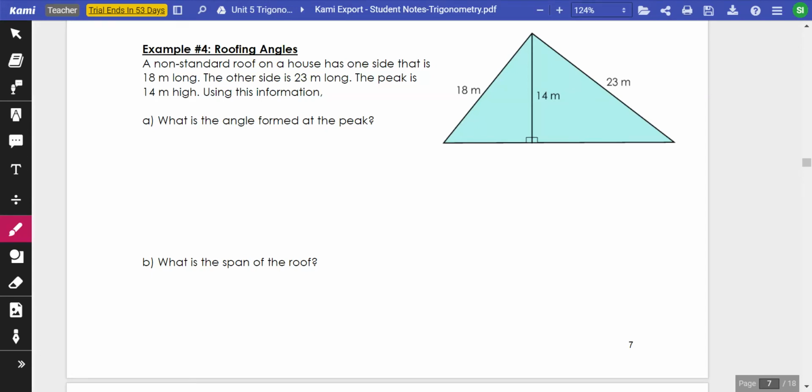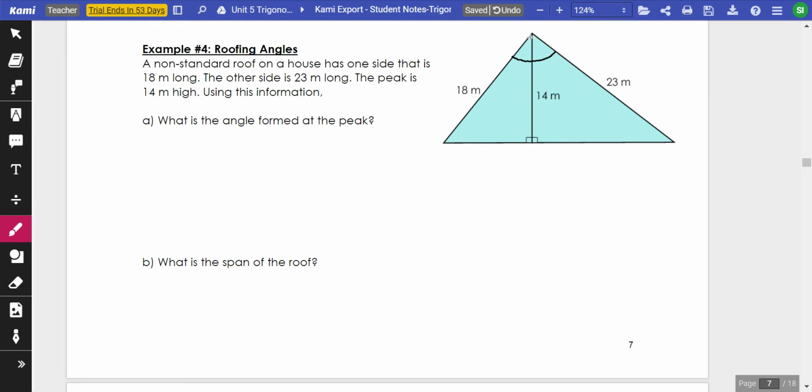Today we're going to look at examples 4 and 5 in solving multiple triangle questions. So in example 4, we are asked to find the angle formed at the peak of this roof, and that's this whole angle right here. But as you notice, it's broken up into two different triangles, so we will solve both triangles separately to find the total angle at the peak.